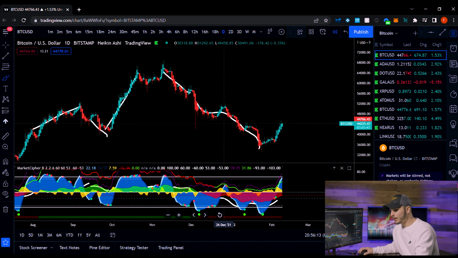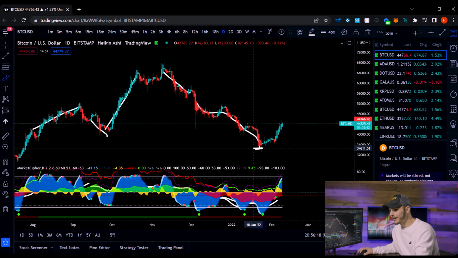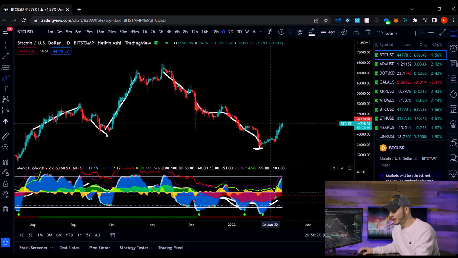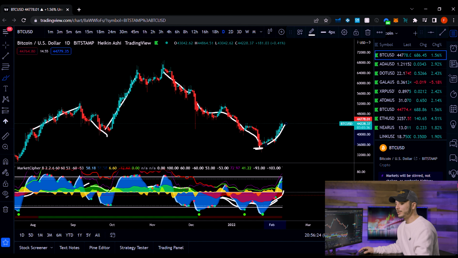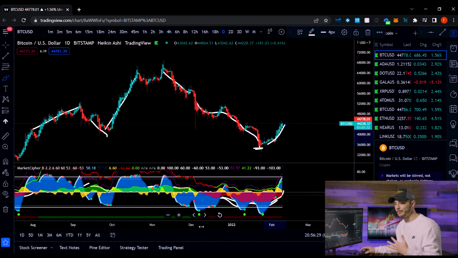As we peak out about right here, you can see price found a bottom right there. And as money flow starts to curve back up, look at that, the price starts to move back up. So this is a really good indicator because it basically just shows the flow of money. Is money leaving the asset?